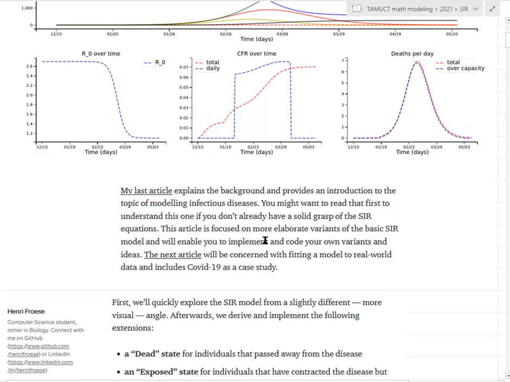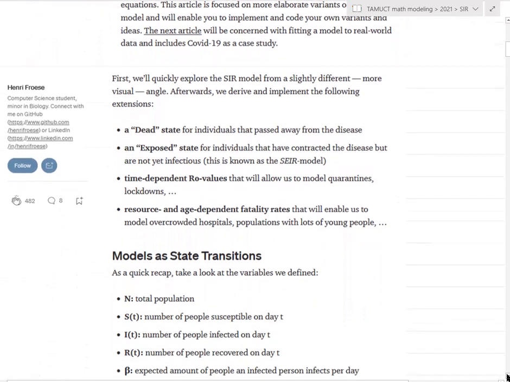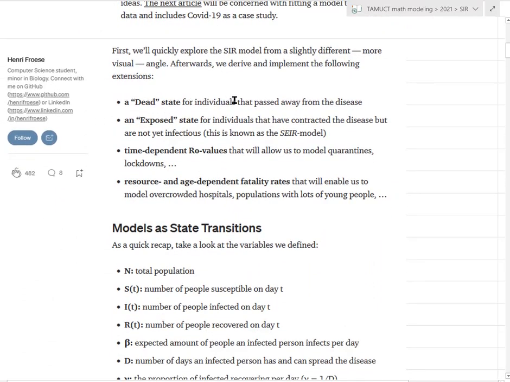All right, so he talks about having talked about SEIR, and you already have an introduction to SEIR. And here he is going to introduce some extensions. And as I said, here we have a dead state for individuals that pass away from the disease, exposed state for individuals that have contracted the disease but are not yet infectious, okay, and time-dependent reproduction number values, that will allow us to model quarantines and lockdowns, etc.